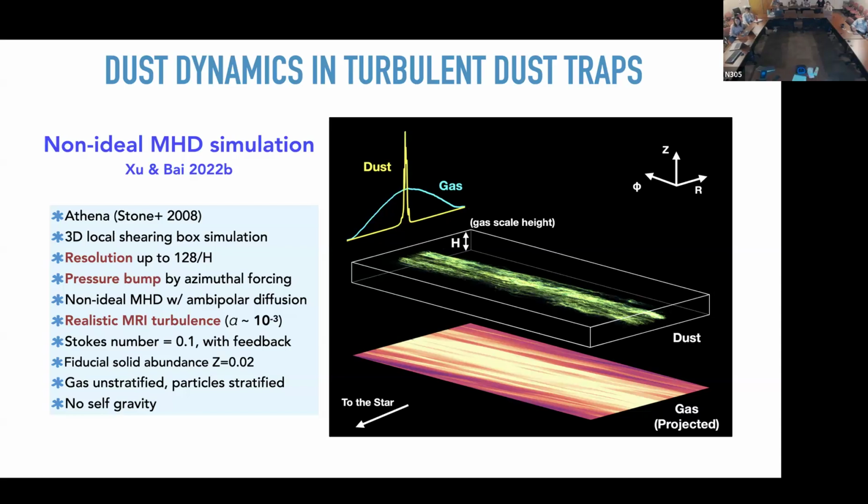And because we have the background pressure bump, the dust is concentrated in these ring-like structures. We have non-ideal MHD with ambipolar diffusion, which gives us a fairly realistic MRI turbulence. So alpha in our simulation is around 10 to the minus 3. So it's very realistic, I would say. And for this case, we mainly focus on Stokes number 0.1, which is supposed to be the most efficient particles. But I will also talk about other Stokes numbers.